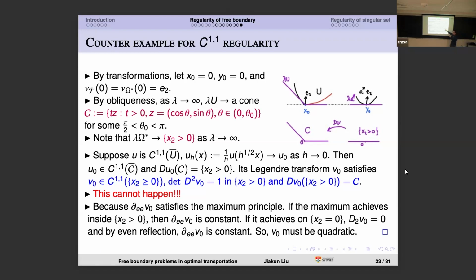So in every direction, the second derivative is a constant. Therefore, such a potential function, the limit potential function, will be exactly a quadratic function. But a quadratic function cannot map a half space into a wedge. It has to map a half space to another half space, right? So that's a contradiction. Okay, so it's almost C^{1,1}.